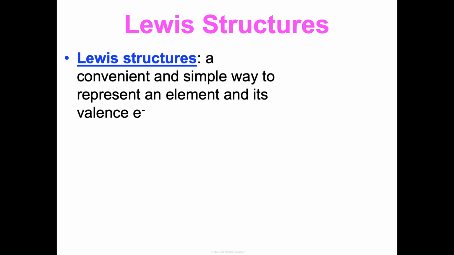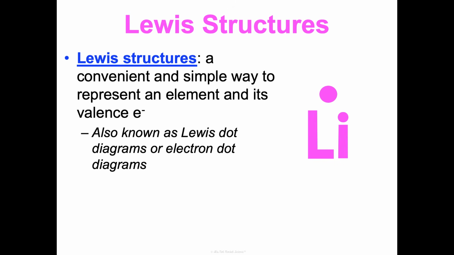So a Lewis structure is just a convenient and simple way to represent an element and its valence electrons. Bohr models are just more robust and they take more time, and you don't need that when we're just wanting to look at the valence electrons. And so they look like this. I just want to make a note here too that Lewis structures can be referred to as Lewis dot diagrams or electron dot diagrams. And so just know that all of those terms are interchangeable.